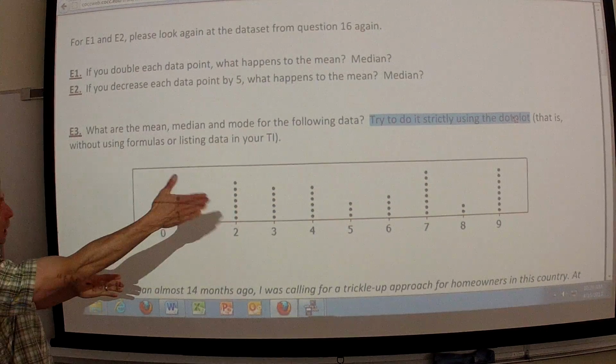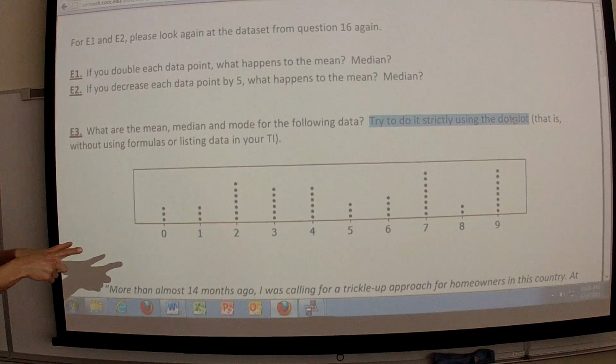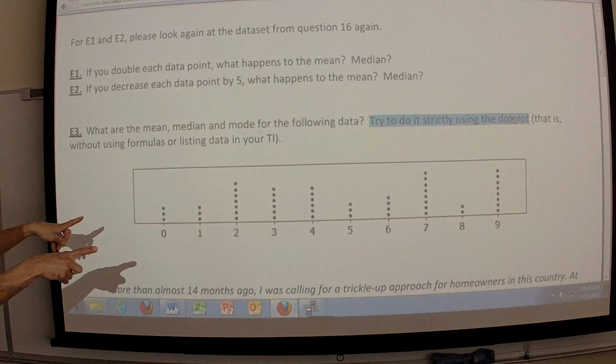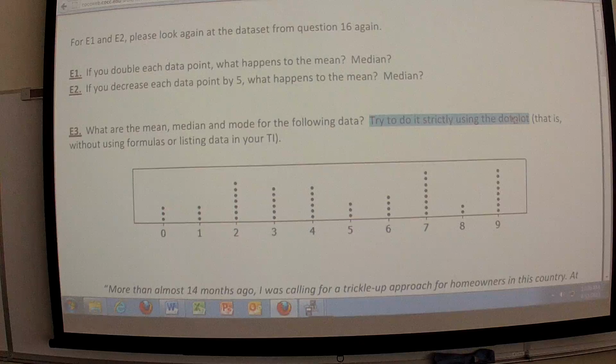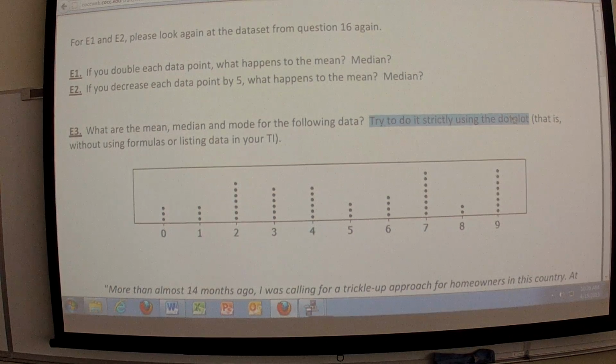Now the modes appear to be 7, maybe 7 and 9, and maybe 2. Are there the same number of 2s as 7s? No, it's just 7 and 9. Yeah, 7 and 9. Although if someone said that they think the modes are 2, 7, and 9, I wouldn't be upset with them.